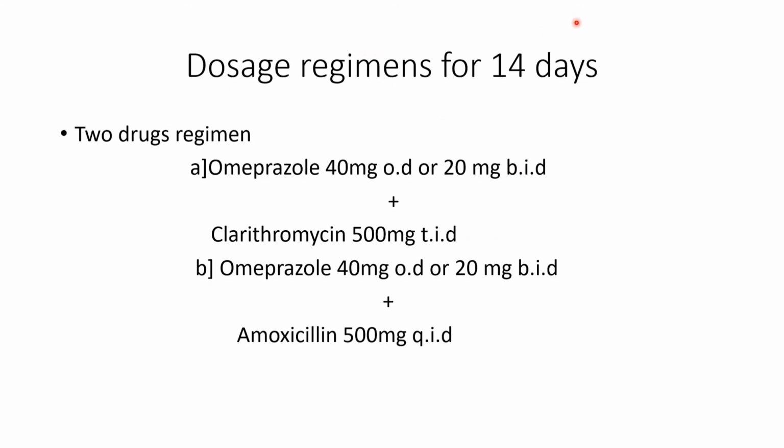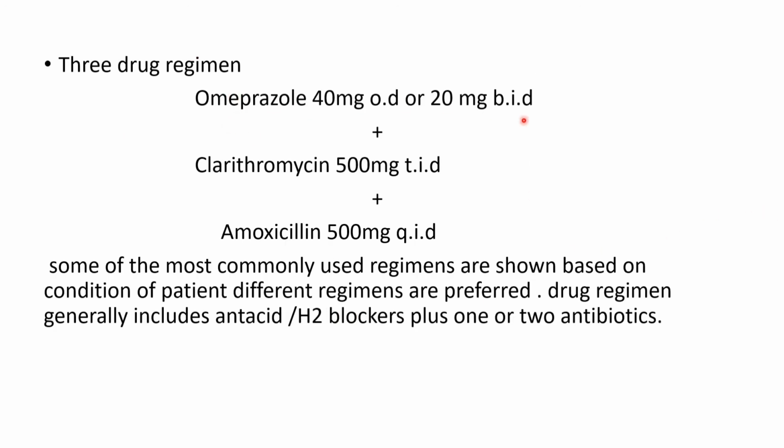Dosage regimens for 14 days are generally prescribed for healing. Two-drug regimen. In the two-drug regimen, an antibiotic plus a proton pump inhibitor or histamine blocker is used. For example, omeprazole 40 mg OD or 20 mg twice daily plus clarithromycin 500 mg TID, or omeprazole 40 mg OD or 20 mg BID plus amoxicillin 500 mg QID. In the three-drug regimen, two antibiotics are used along with a proton pump inhibitor or H2 receptor antagonist. Based upon the patient's condition, the regimen is prepared.